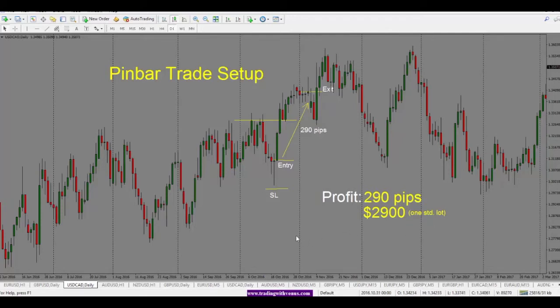So just to recap here, we are looking at a pin bar trade setup. This is a bullish pin bar, which means we have a green body that is very tiny and a long wick to the bottom. Our entry can be right as the pin bar closes. The stop loss goes below the bottom here, below the wick, and we stay with the trade till we see that the price is losing momentum. And then once we see this reversal candle, we can exit the trade. From entry to exit here, we have 290 pips in the trade, or $2,900 if trading one standard lot.